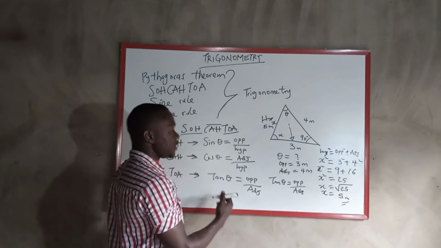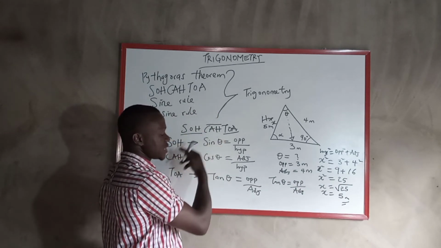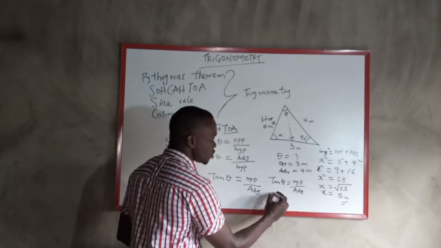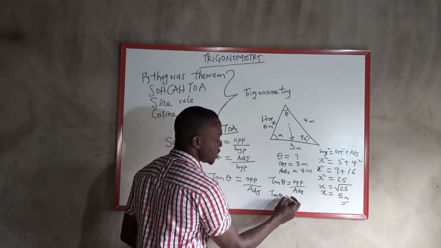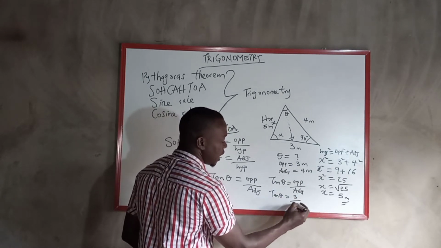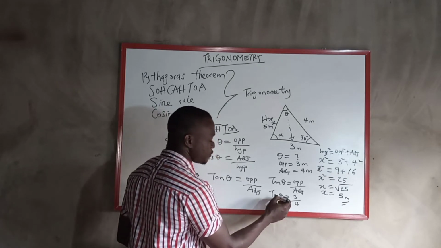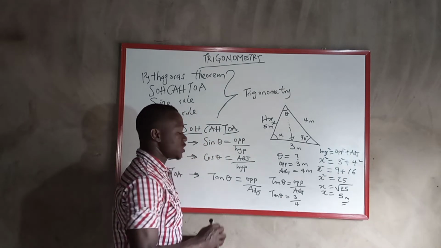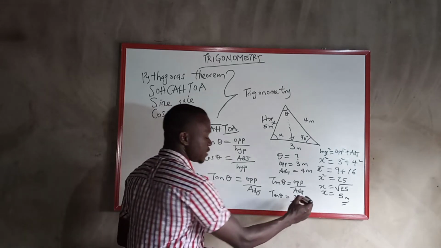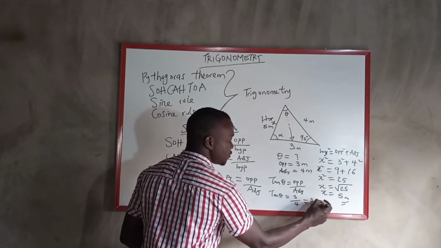This is where I got the formula from. From the beginning of the class, you should understand how we're able to get this tan theta. So we have tan theta is equal to opposite 3 over adjacent 4. So we have a value of tan theta equal to 3 over 4. Now what is 3 over 4? 0.75. I have it as 0.75.